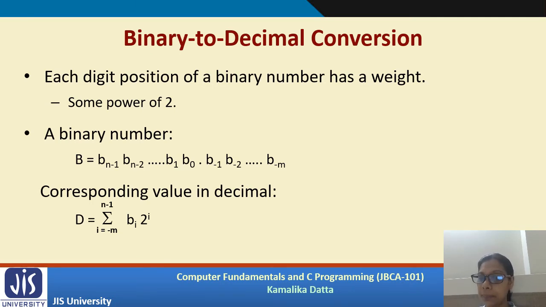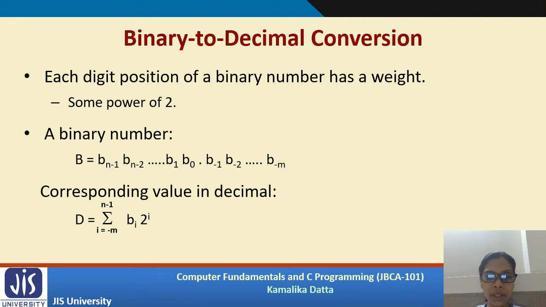Fractional part will be starting from b minus 1, b minus 2, and so on and so forth until the last number. Okay. So how can we convert this binary number to a decimal number? For converting this binary number to a decimal number, all we need to do is look at this formula, and we replace it with this.